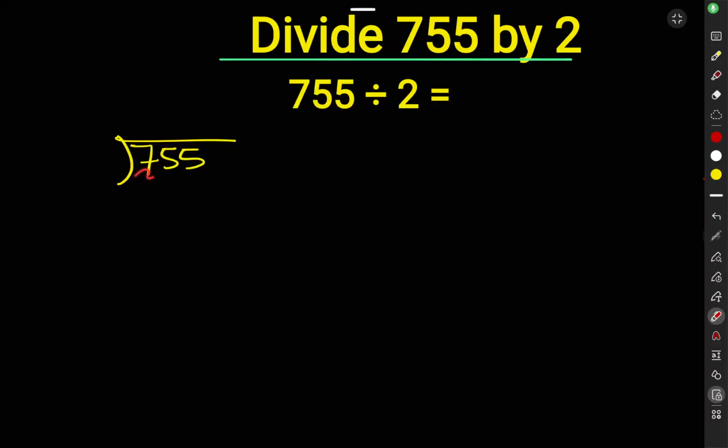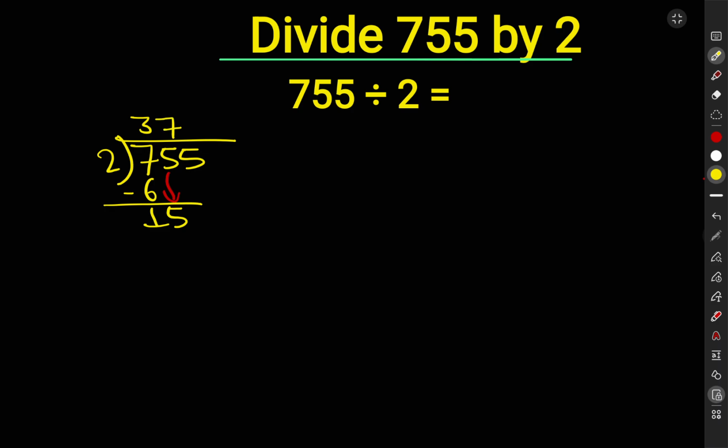We divide 755 by 2 in a long division method. So 2 times 3 is 6. On subtracting we get 1. So now we put down this 5 and it is 15.